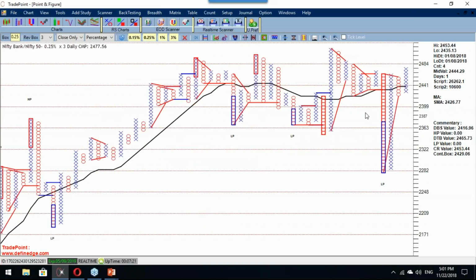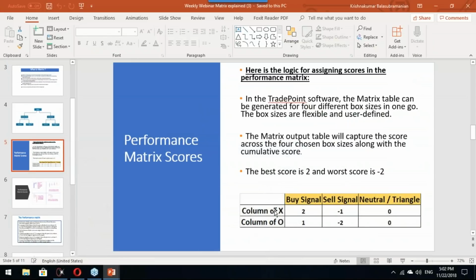So what is the score going to be for this chart? So what are we supposed to do? Two questions we have to ask, isn't it? First question, the easy question: is the price in a column of X or O? We are definitely in a column of X. The second question being, what is the pattern? Pattern is definitely a double top buy, right? So we have a double top buy, and price is in a column of X. So the score is going to be 2. I hope there is no confusion there, isn't it?